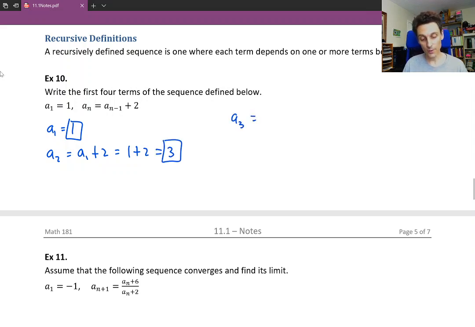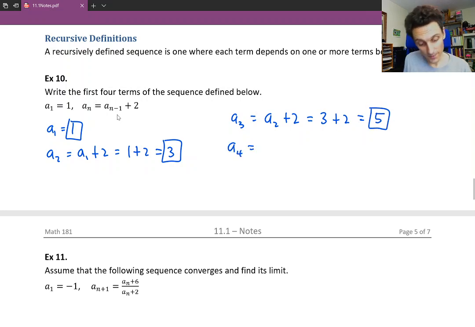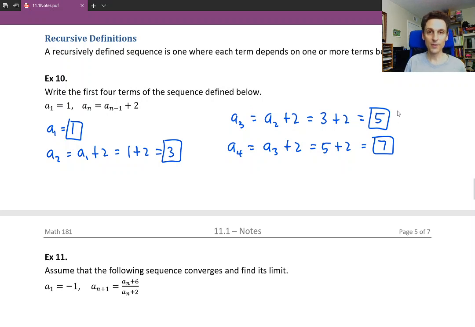A sub 3 would be, if you take the subscript of 3 and you subtract 1 from it, you're going to get 2. So a sub 3 is a sub 2 plus 2, and a sub 2 we just got a moment ago, that was equal to 3. So 3 plus 2 is 5. A sub 4 is going to be a sub 3 plus 2. And thankfully we just found a sub 3, it was 5. And so 5 plus 2 gives you 7.